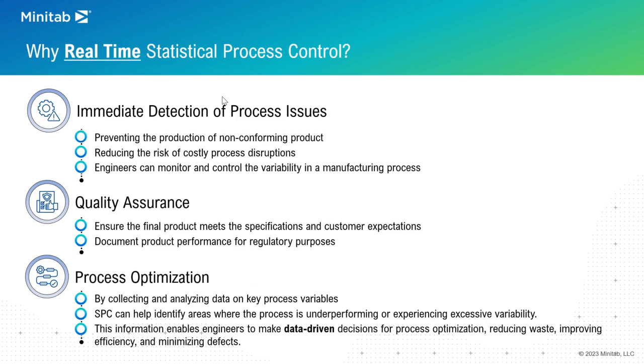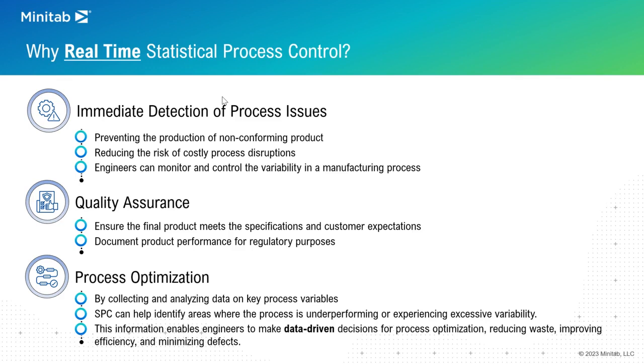When it comes to quality assurance, it ensures that the product meets the specifications and your customers' expectations, and it lets you document that product performance for regulatory purposes. Additionally, it allows process optimization by collecting and analyzing data on key process variables. SPC can really help identify areas where the process is underperforming or experiencing excessive variability.